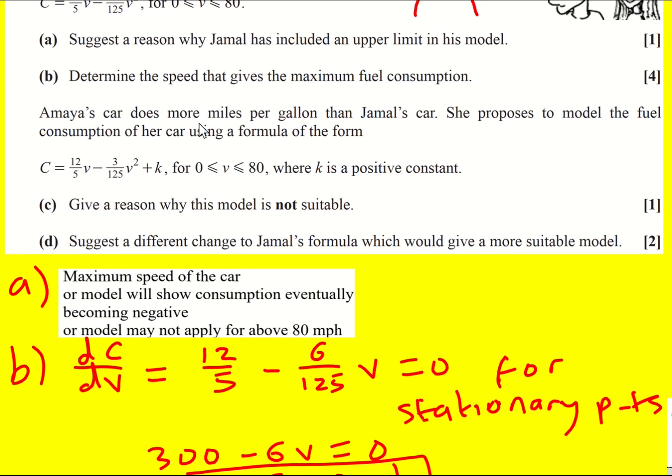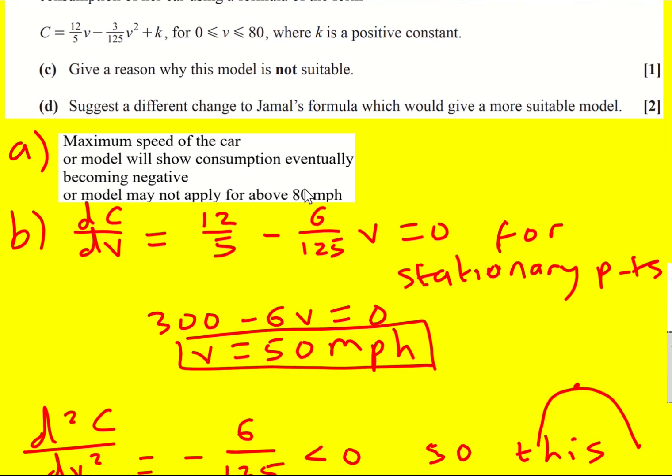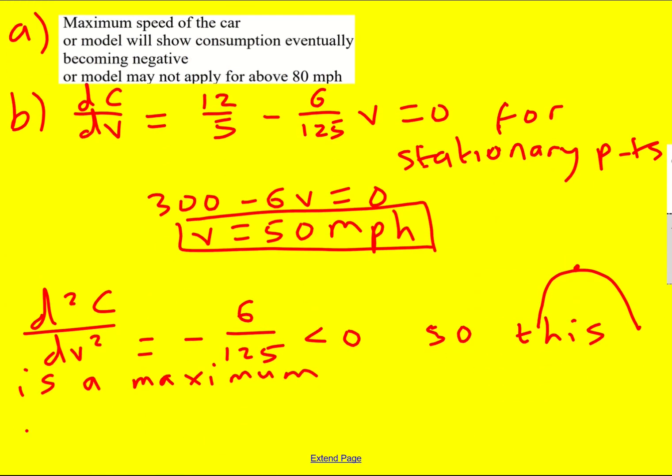For the next bit, we've got Amaya's car that does more miles per gallon than Jamal's car. She proposes a slightly different model. Here we go. It's the same, except we're adding a positive constant k. Why is this not suitable? Well, the answer is that when V is equal to 0, you've still got some consumption in your car. That doesn't make any sense. The car's not going anywhere. So that's the reason it's not valid.